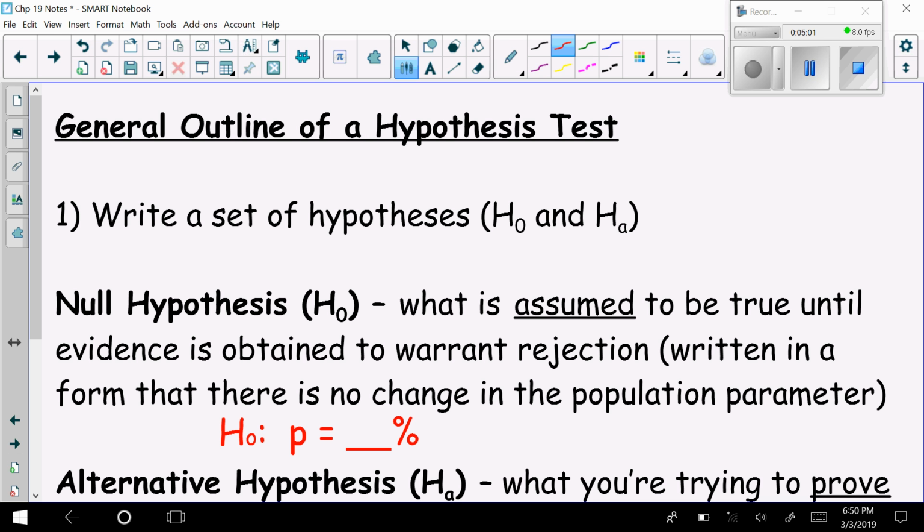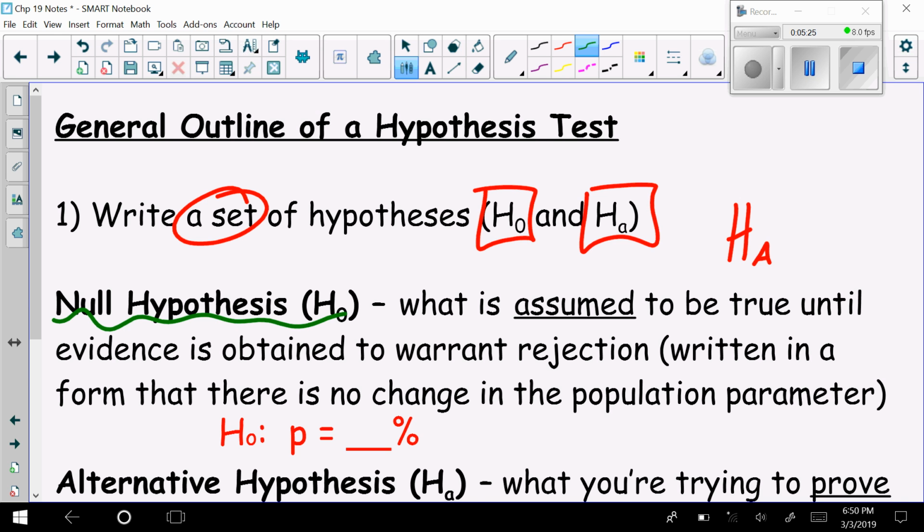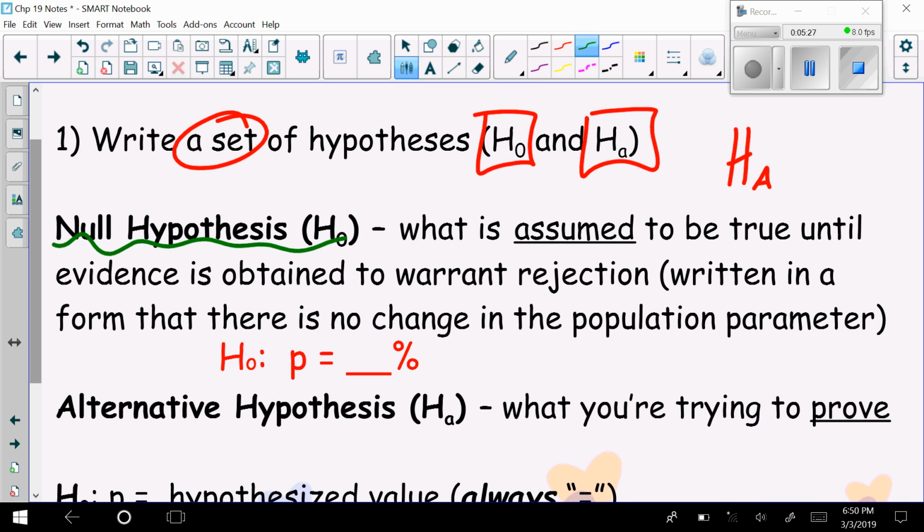I don't need to go into a great deal of depth here, but you do need to write a set, keyword a set, of hypotheses. We have H0 and we have HA. Typically, I will write HA with a capital A. H0 is known as the null hypothesis. You'll hear it said as H null, or H naught.